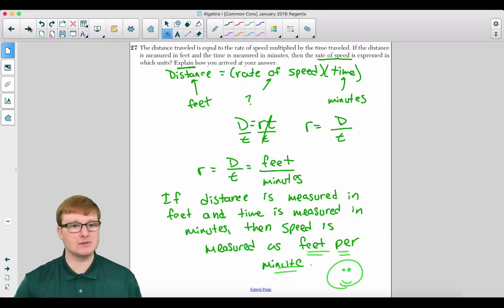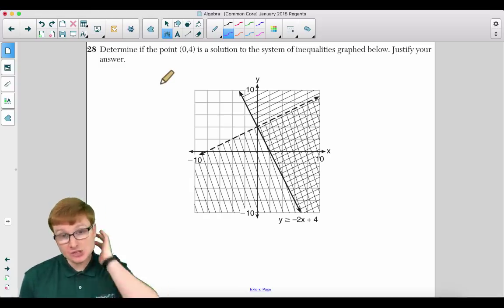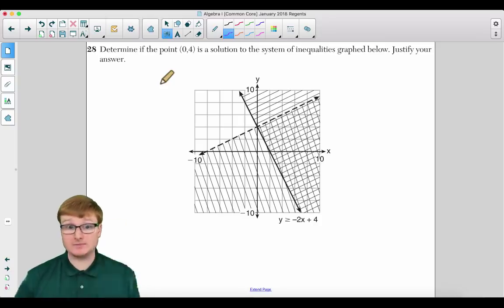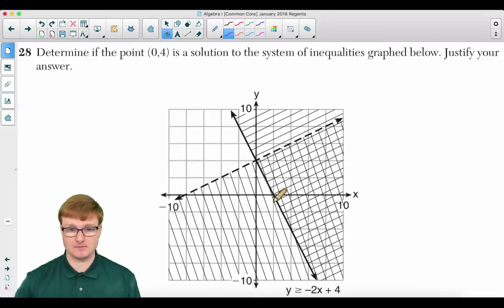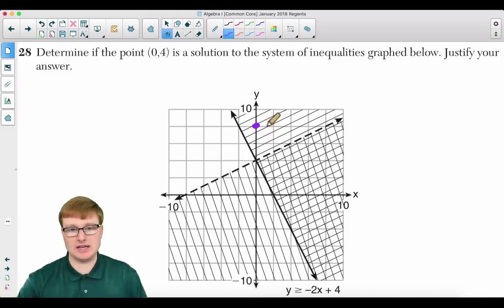All right, moving on to number 28. Determine if the point (0, 4) is a solution to the system of inequalities graphed below. Justify your answer. So, the point (0, 4). Go up here. 0, 1, 2, 3, 4. That's only in one solution set, folks, or one system of inequalities. That's only in the solid line inequality area.